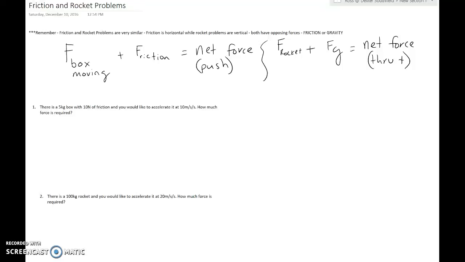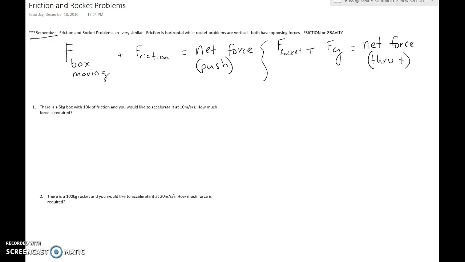Hey guys, this will be a video on friction and rocket problems, just to help you review for those types of problems. I've got a reminder up here at the top that friction and rocket problems are very similar. In fact, I'm trying to explain that they are pretty much the exact same, just that friction is horizontal while rocket problems will be vertical.